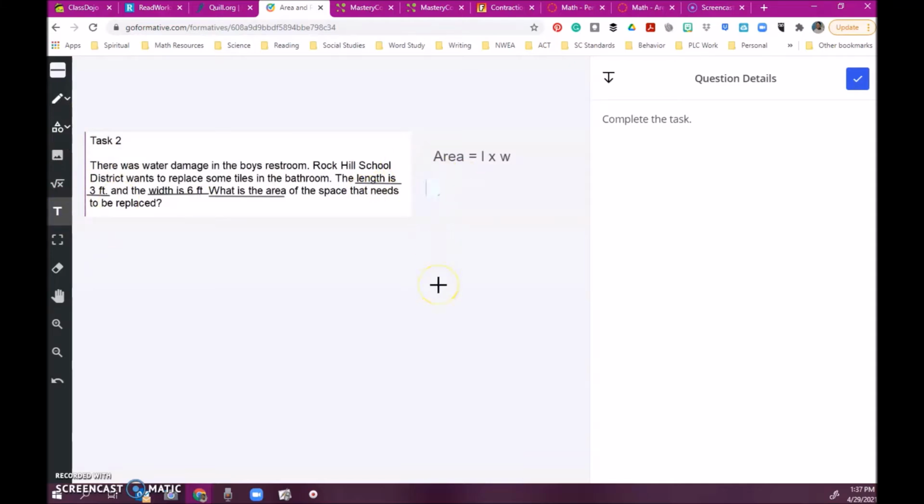So it asks me what area is. I don't know what area is, but what I do know is that the length equals 3, and the width equals 6, and 3 times 6 equals 18. Therefore, the area of this shape, the area of the space that needs to be replaced, would be 18, and they were measured in feet, so 18 should be square feet, or feet squared.